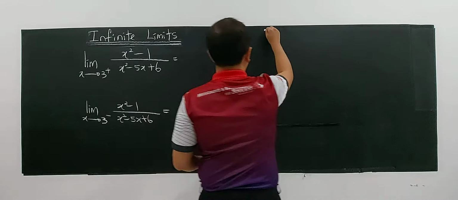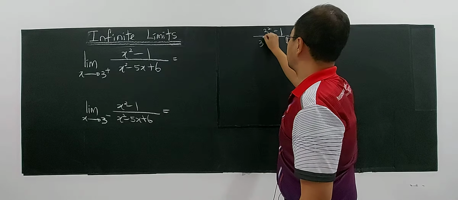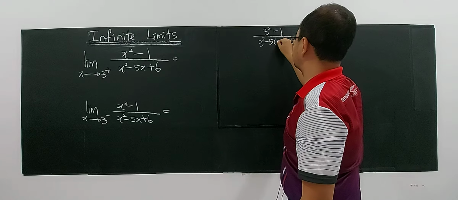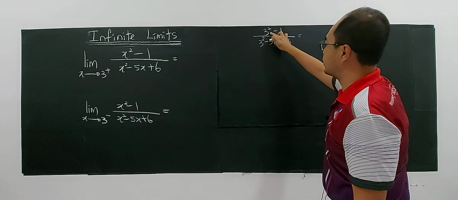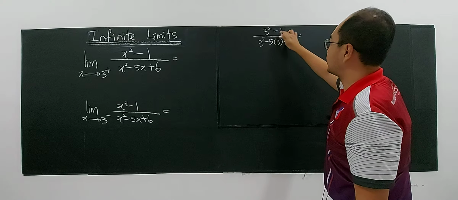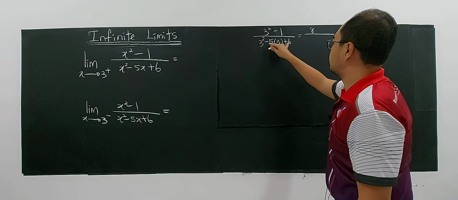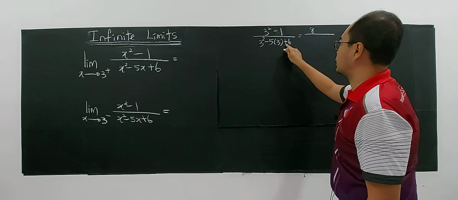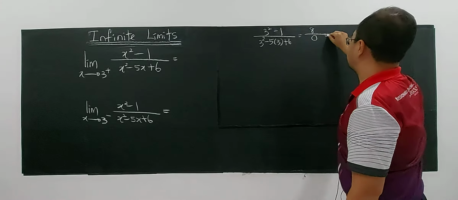So you have 3 squared minus 1 over 3 squared minus 5 times 3 plus 6. I think you are getting 9, right? 9 minus 1, you're getting 8. In the denominator you have 9 plus 6, so 9 minus 15 plus 6, you're getting 0. Undefined, right?